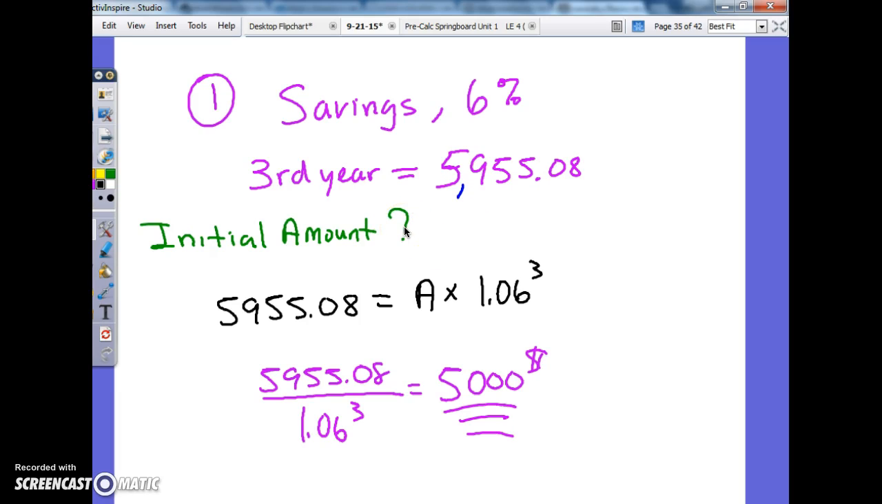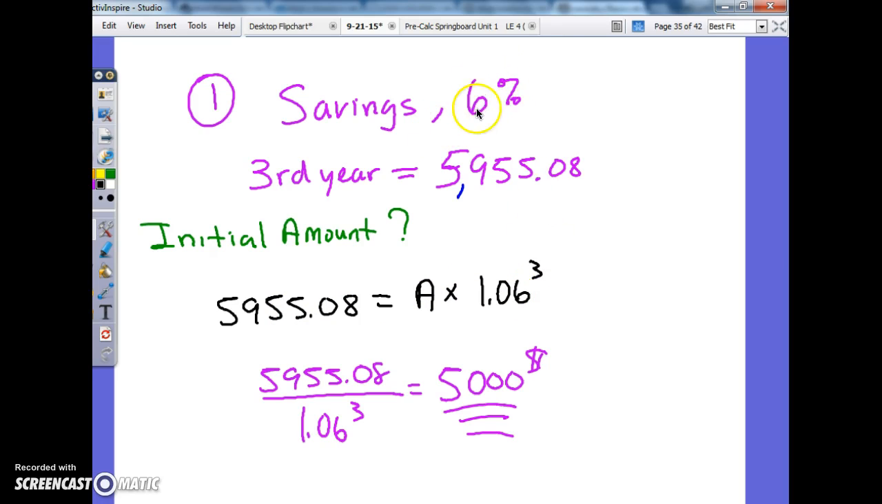Okay, we'll set up your equation. You've got your final amount here. It equals what? Here's your exponential function. Your initial amount times your rate to the time period. Well, we know everything but your initial amount. Well, this is pretty easy to solve. Okay. I have my initial amount times 1.06.